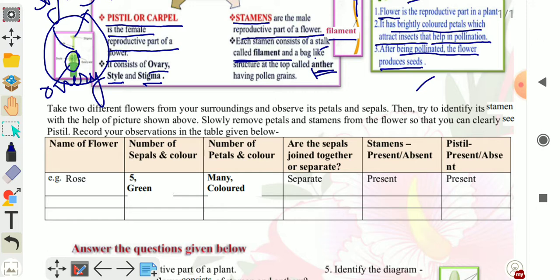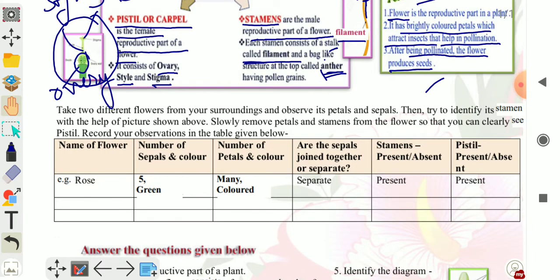You have to take two different flowers. First flower is rose. The details of rose are given to you. Name of flower is rose. Number of petals, number of sepals are numbered. Sepals number is 5. They are green in color. Number of petals, they are many, and they are colored petals.